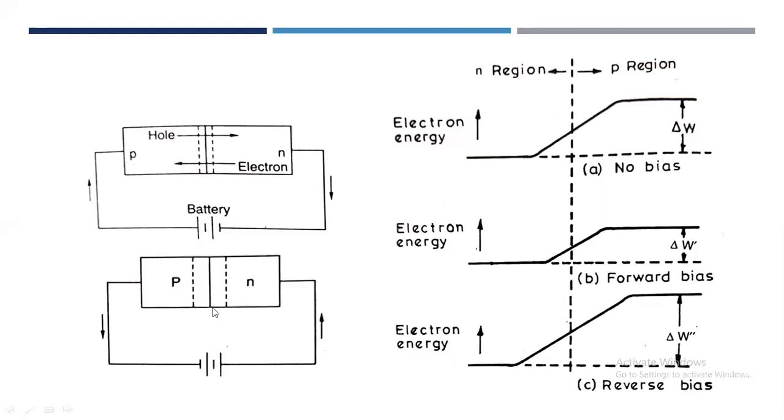As compared to the above figure, you can see here a negative terminal of the battery is connected to the positive holes in the P region, and the positive terminal of the battery is connected to the N region. As per the law of force of attraction, the positive charged holes are attracted towards the negative terminal of the battery, and the negative charges are attracted towards the positive terminal of the battery. So that's why the barrier at the junction is very high as compared to the first case.